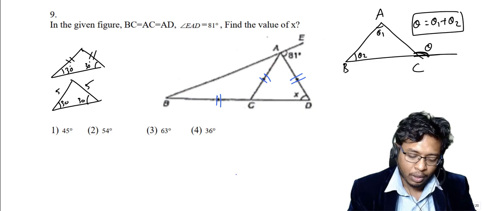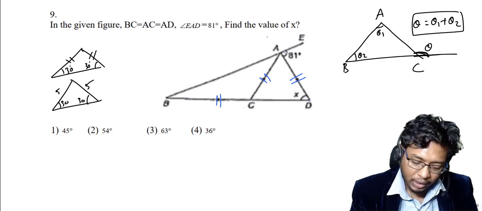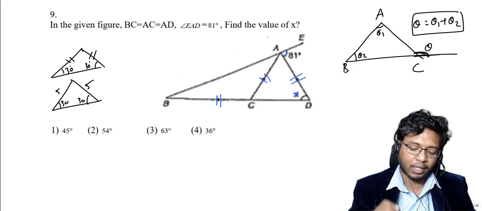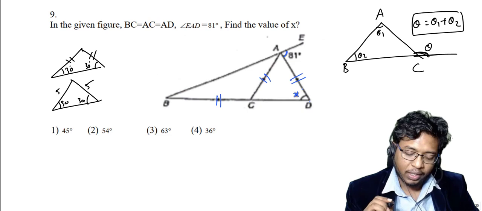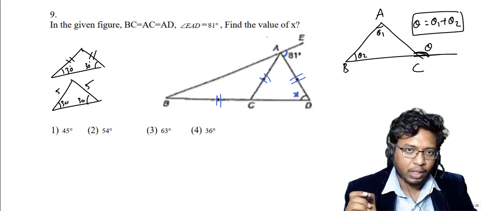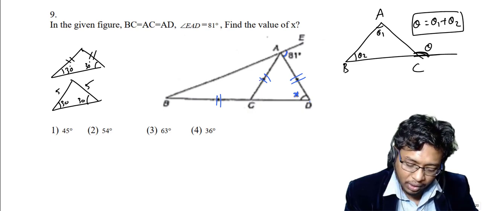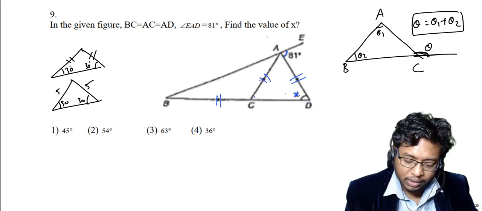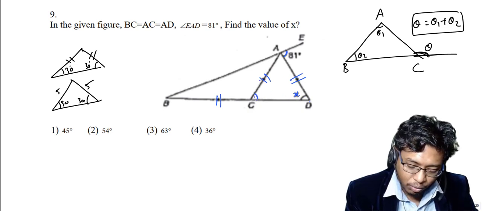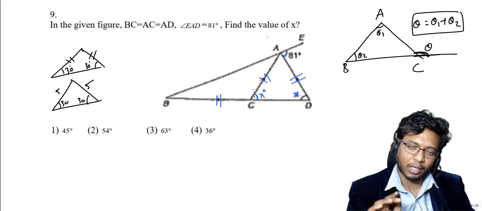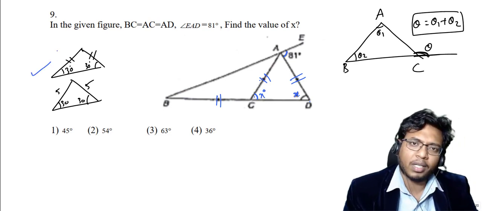Okay. Now, see here, he gave BC equal to AC equal to AD. And then he gave angle EAD is 81 degrees. This is what they have given. Find the value of x. You need to find this angle, right? Now see here, whenever you see equal sides, make their angles equal. So this side is equal, that means this angle will be equal. So this x, you should mark this one also x degrees, right? So we use this property.